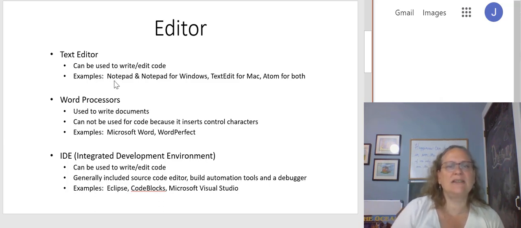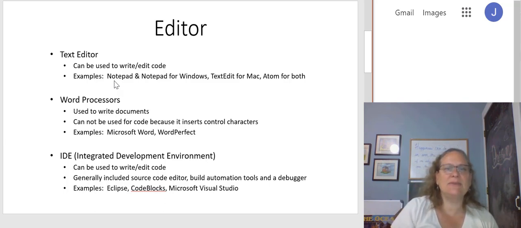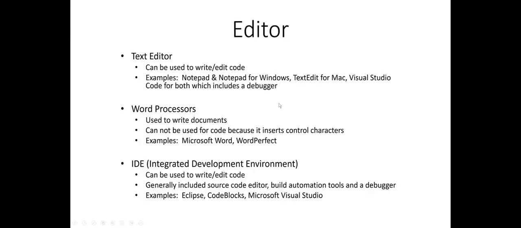Examples of text editors are Notepad for Windows, TextEdit for Mac, or Atom, which can be used for both. For this class, we had been using Atom as our editor. It's a wonderful editor, but it has been sunset, which means it's no longer supported, no longer has bug fixing. So we're going to use a new editor for this semester. It's called Visual Studio Code, and it works for both Mac and Windows so that we can use it together.